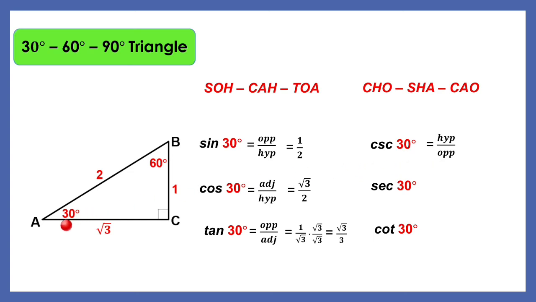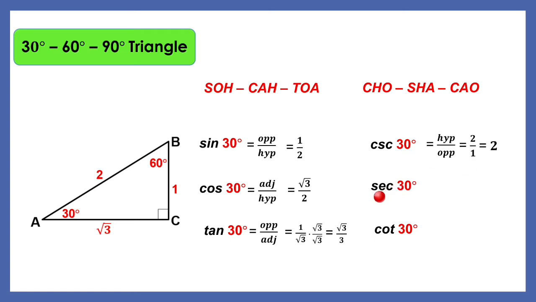This is our 30 degrees. What is the measure of hypotenuse? 2. Ang opposite side measures 1. Therefore, we have the ratio 2:1 or simply 2.